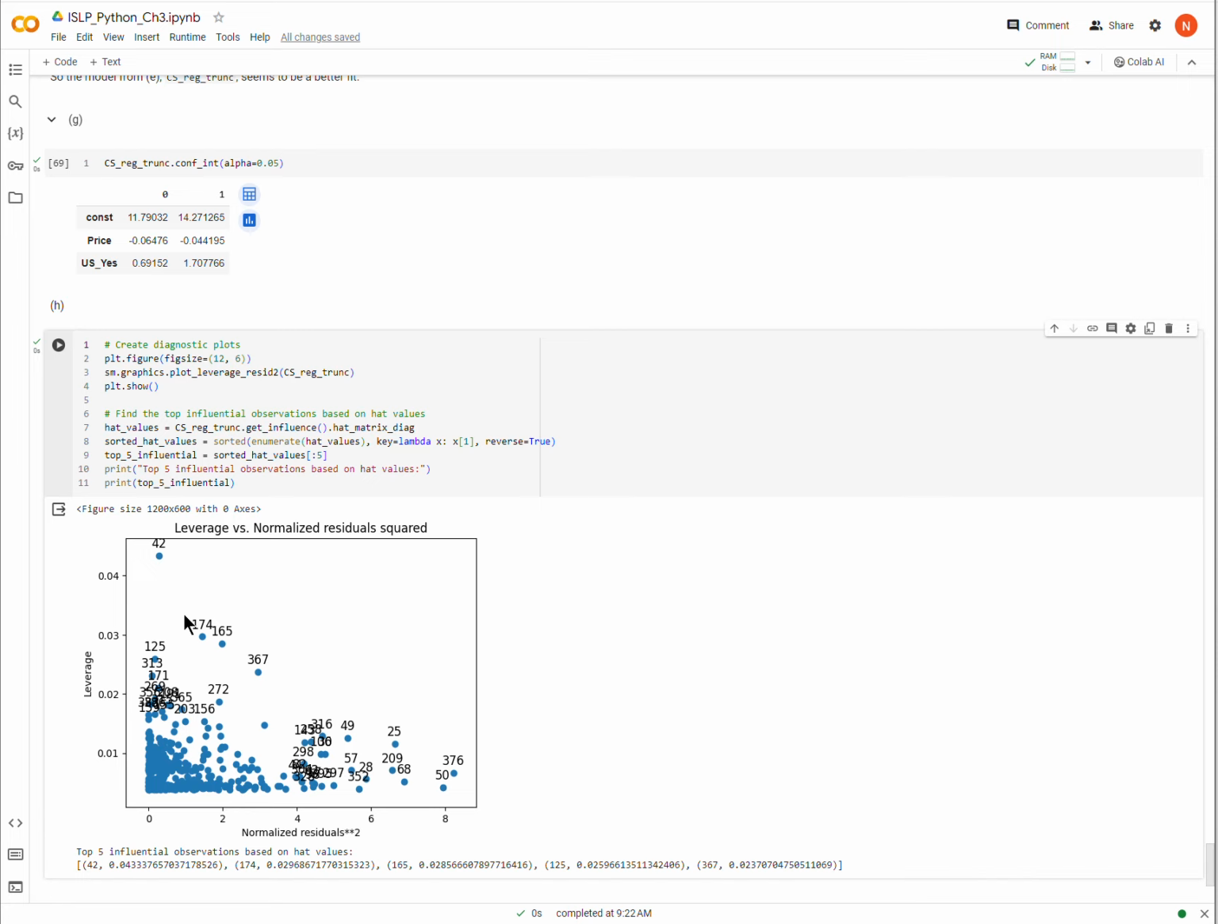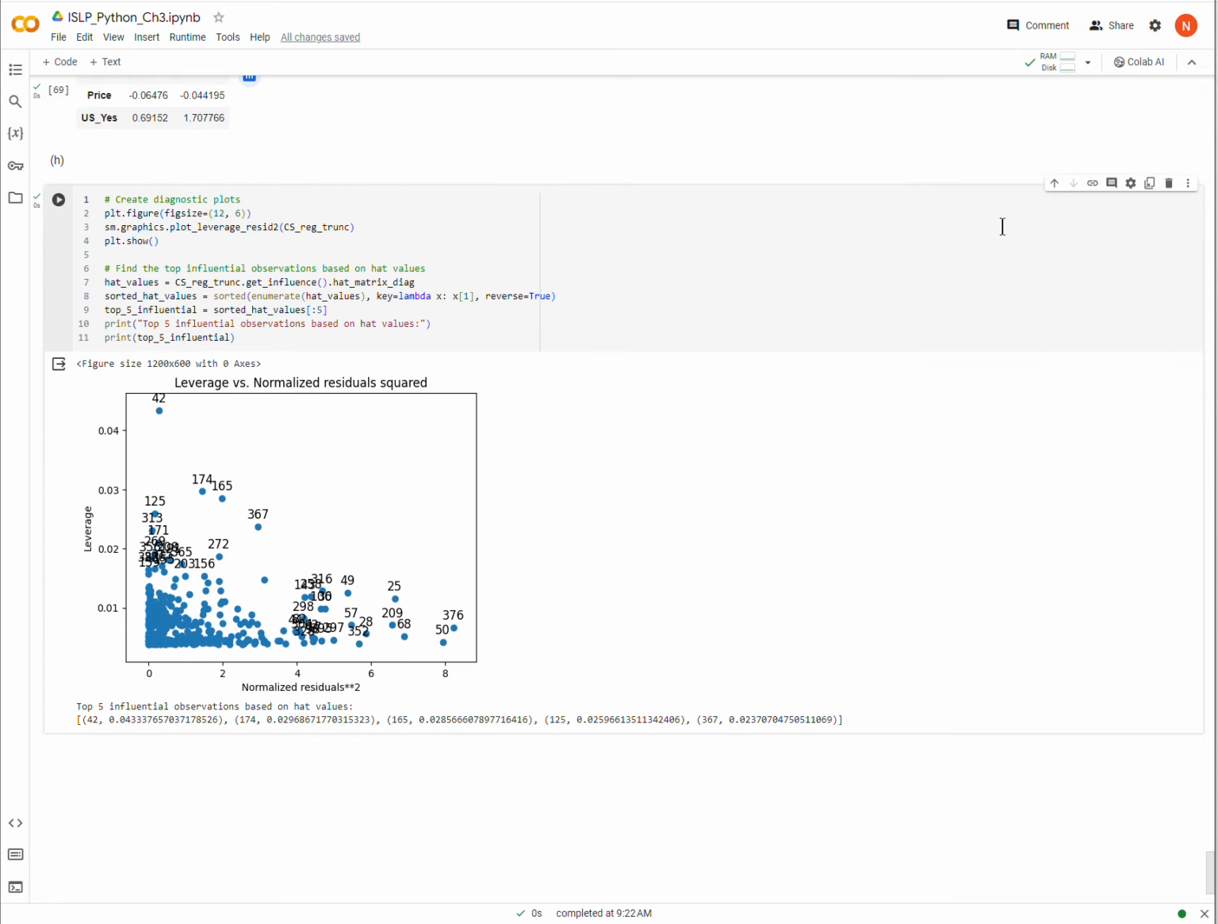Which it is not. So even though there is at least one high leverage point and maybe a few, if you looked at these, it's not clear that any of them are really having undue influence in terms of being outliers. Okay, that's it.